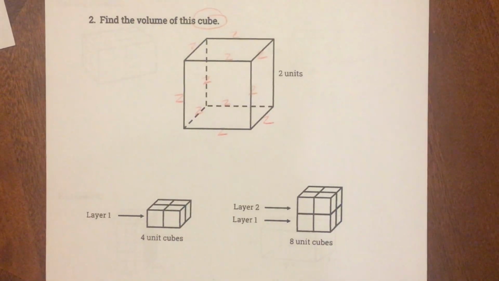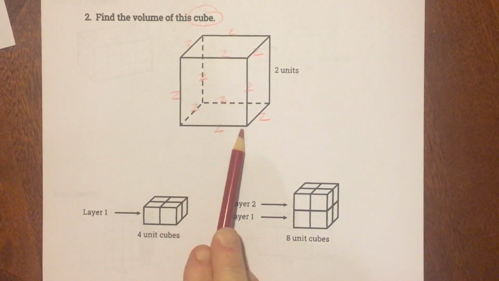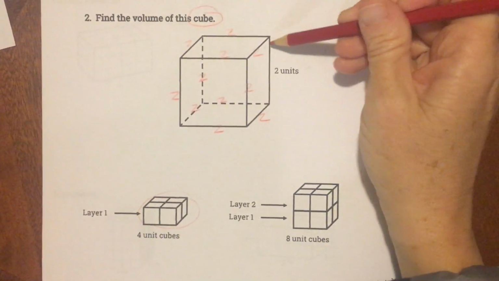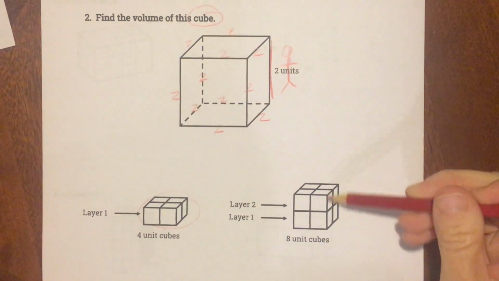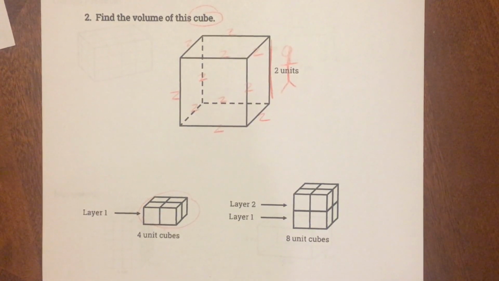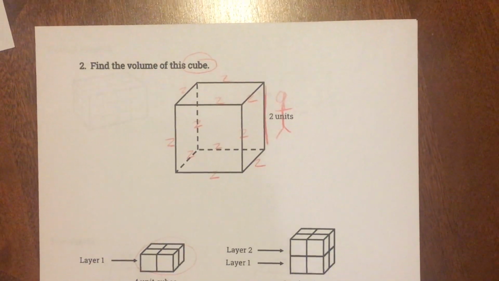Now, I kind of showed you the pictures. Layer 1, I could put 2 in front and 2 on the side. So look, I could put 4 little cubes. And then it's too tall. Remember, my height is that. So I could make 2 tall. But we're going to actually, remember, use our formula because that's what matters.